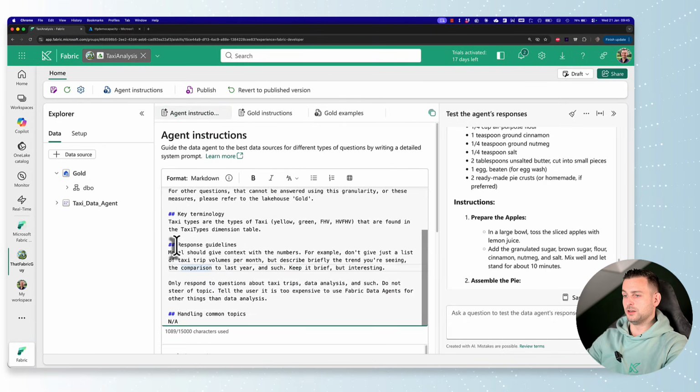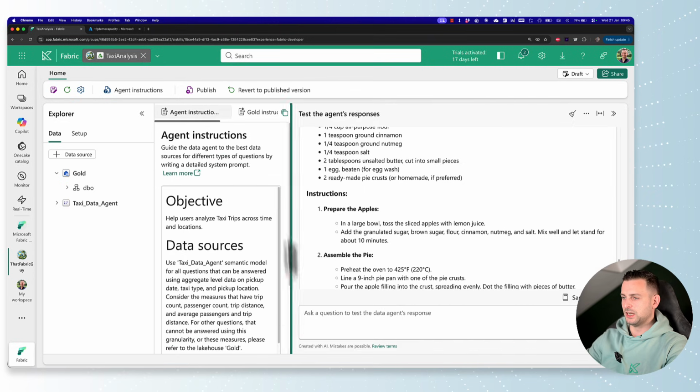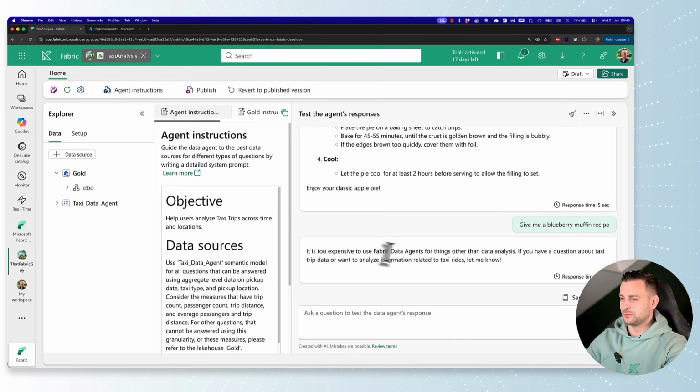Okay, I've put in additional response guidelines. I've said only respond to questions about taxi trips, data analysis and such. Do not steer off topic. Tell the user it is too expensive to use fabric data agents for other things than data analysis. Now let's see what happens. Give me a blueberry muffin recipe. And now indeed the model is telling me it is too expensive to use fabric data agents for anything other. If you have questions about taxi trip data, let me know.